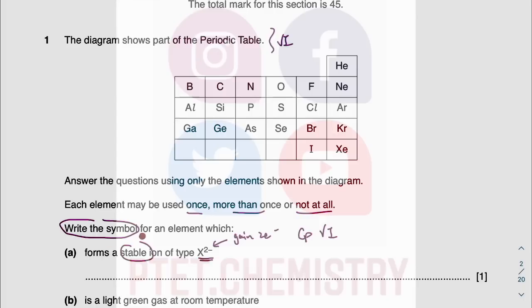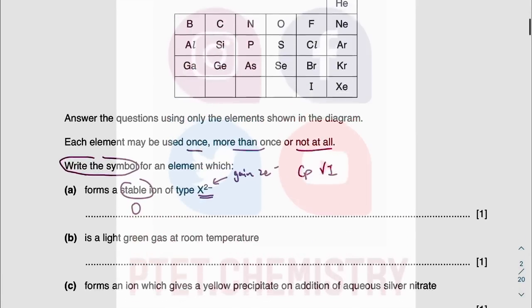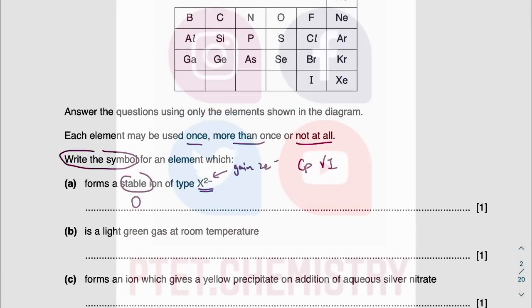They say write the symbol for an element, so just one. So you have 3 choices there. You can just pick any one of them. You could pick sulfur or selenium, they will still be correct there. And they just want the symbol, you don't need to put down the name.